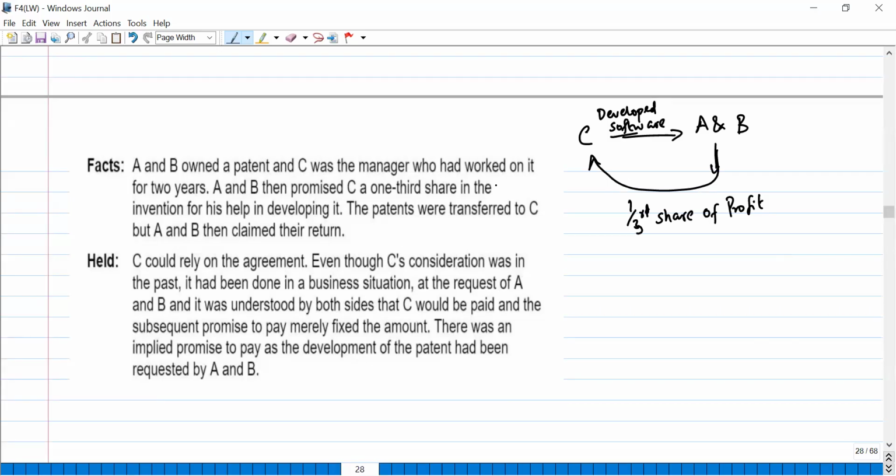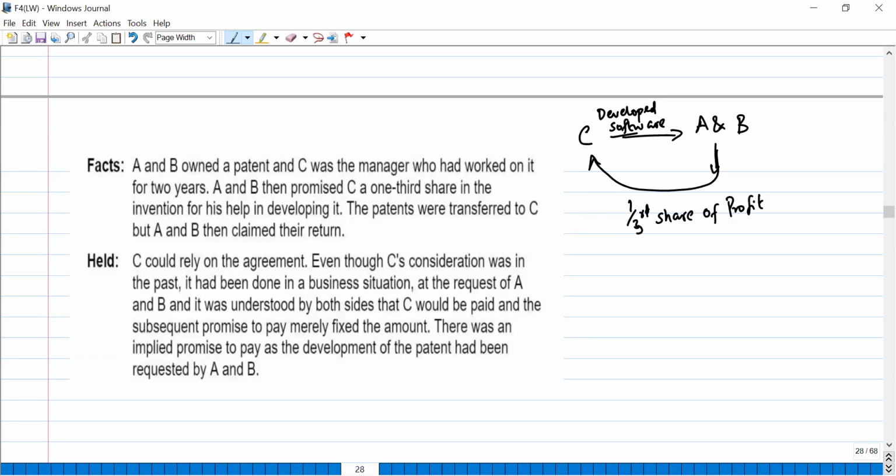A and B refused. They said that the software was already developed and invented, and after that we made a promise. And that promise, because the act by C is already done, is a past consideration and it is invalid. But the judge said that in a business situation, past consideration can be held valid. C could rely on their agreement even though his consideration was in the past, because it was done in a business situation at the request of A and B.